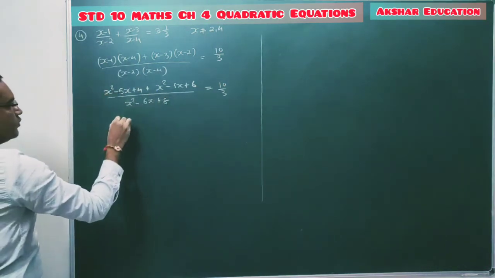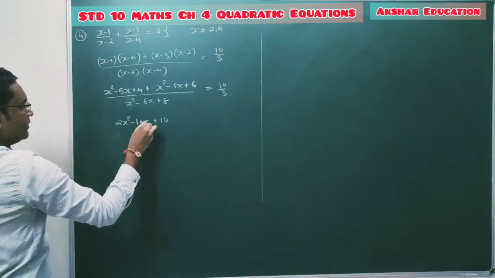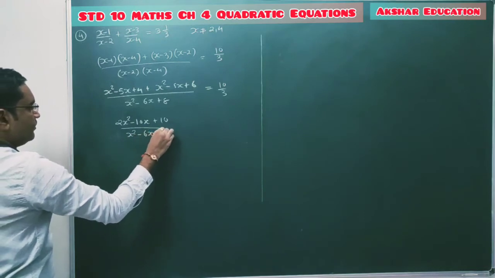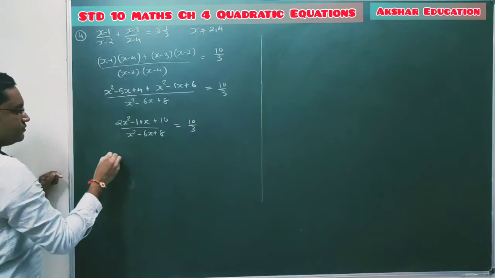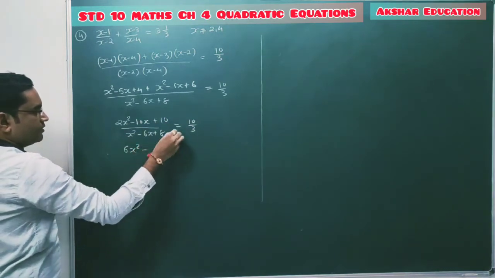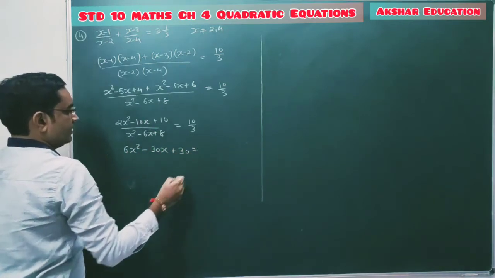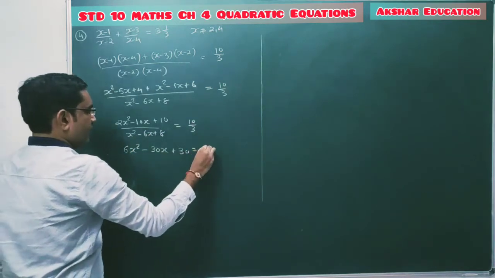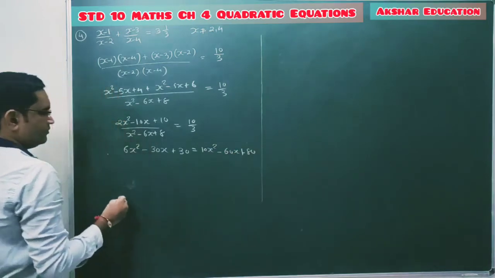So here it's 2x square minus 10x plus 10 divided by x square minus 6x plus 8 equal to 10 by 3. Cross multiply. So 3 twos are 6x square minus 3 tens are 30x plus 30 equal to 10 into this term, x square minus 6x plus 8. So it will be 10x square minus 60x plus 80.